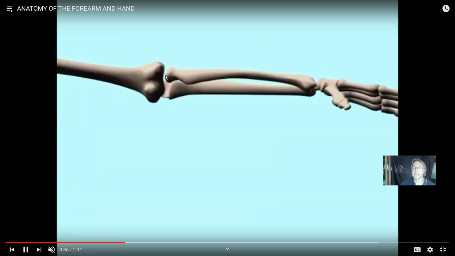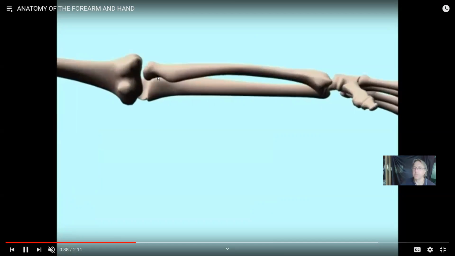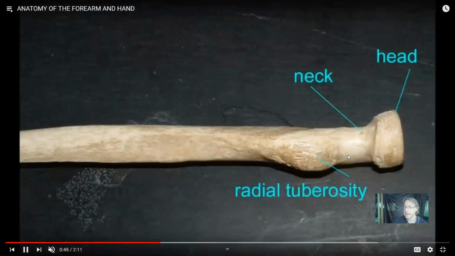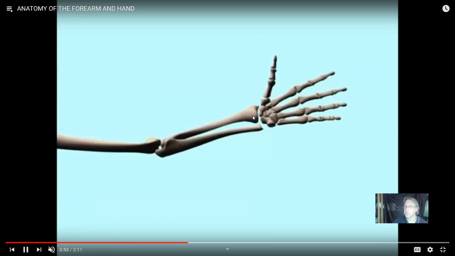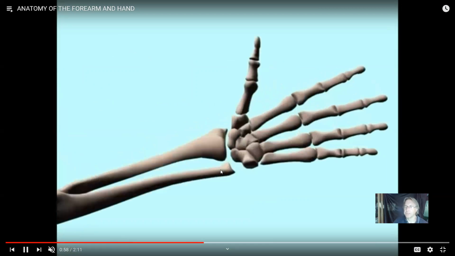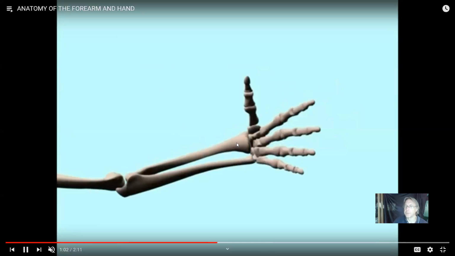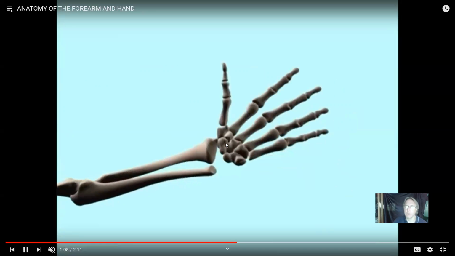The radius is on the lateral side, and the head of the radius would then spin in that radial notch. It has that nice round head to do that. There's the radial tuberosity where the biceps attach, and the neck. The radius is the bone which forms the wrist joint with the scaphoid and the lunate. The ulna has more of a supporting role at the wrist. So the wrist joint, the radius articulates with the scaphoid and the lunate, these 3 bones.